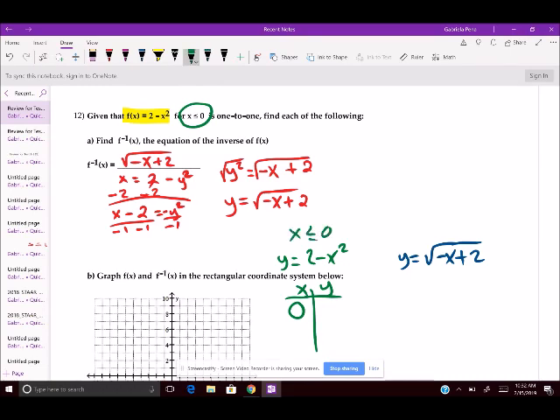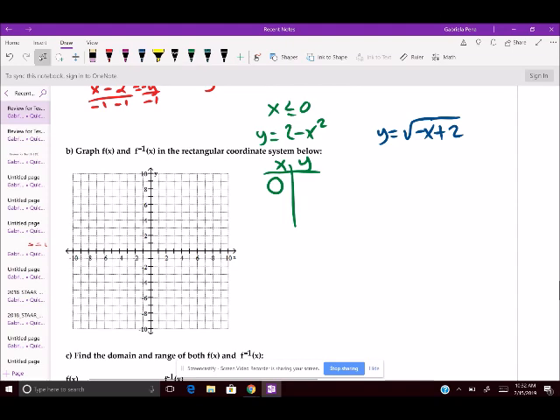So when I plug in a 0 here, what is 2 minus 0 squared? 2. Now, which are numbers less than 0? A -1. So 2 minus a -1 squared. What is -1 squared? 1. What is 2 minus 1? 1.